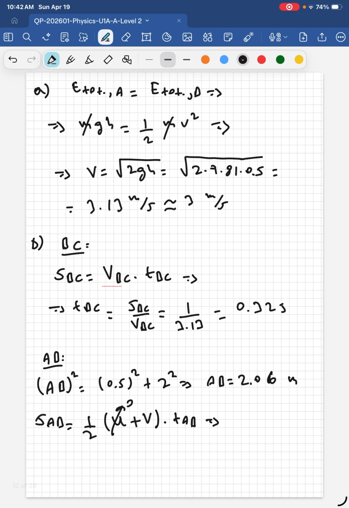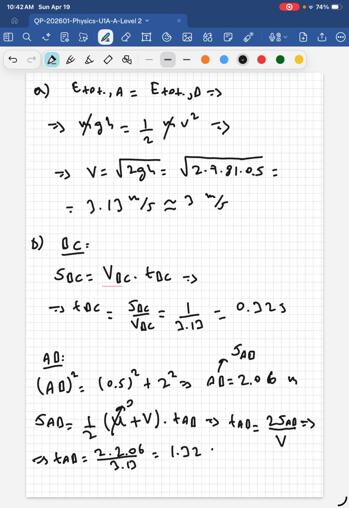So TAB is 2SAB over V, the final velocity. By the way, I call this AB, but it's really SAB. It's the same thing. So TAB is 2 times 2.06 over 3.13. Again, Donald Duck's car. So 1.32 seconds.